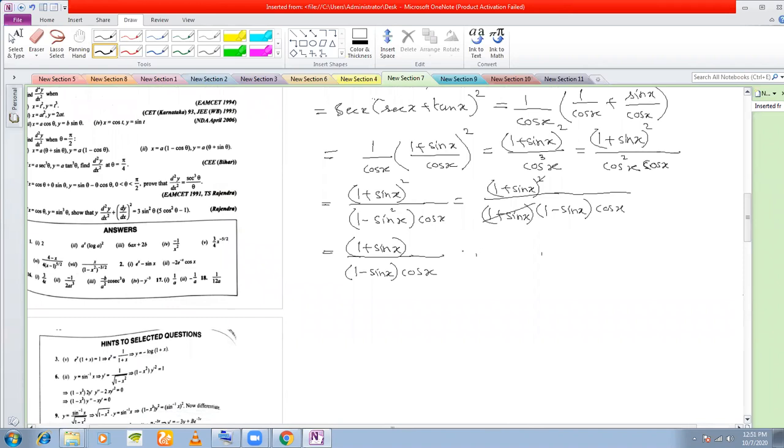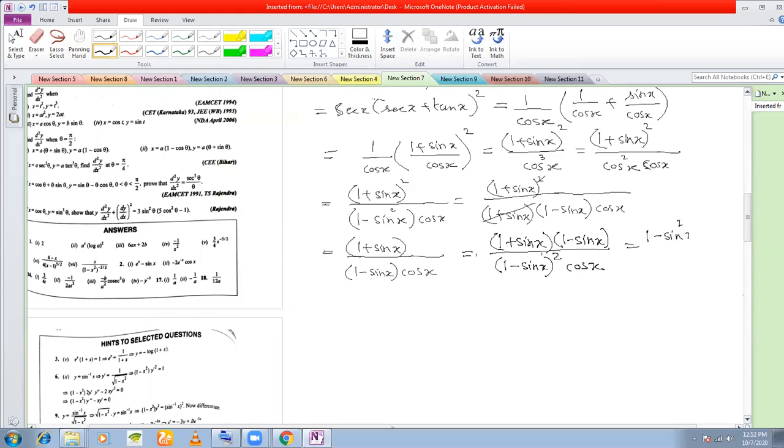So what you do here is you multiply now the numerator and denominator by 1 minus sin x, because you need to bring a cos on top, right? How will you bring cos? If you have 1 minus sin square in the numerator, then only you can bring cos. But you don't have 1 minus sin x. So what you do is you multiply numerator and denominator by 1 minus sin x.